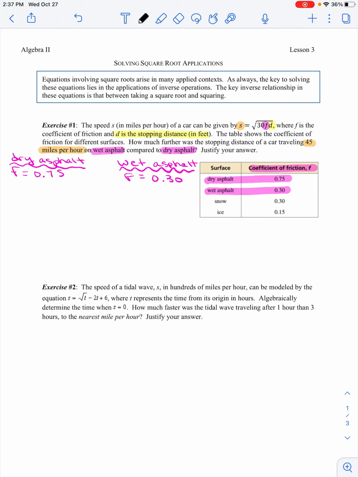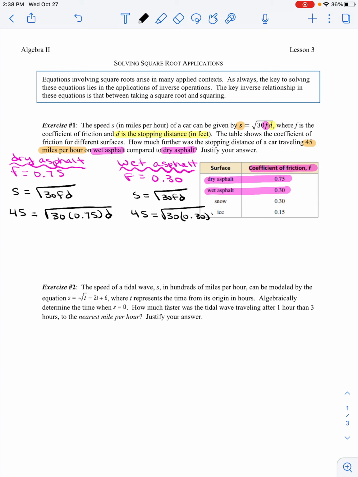Okay, let's go over question number 1. So we're going to use this formula, S equals the square root of 30 FD. And we know that S is the speed, which is 45 miles per hour. It's a 30 here. If we're trying to calculate for dry asphalt, my F value is 0.75. And the D value we don't know. For the wet asphalt equation, we're using that same formula, S equals the square root of 30 FD. Our speed is 45 miles per hour. But this time our coefficient of friction is 0.3. So we need to solve both of these radical equations.